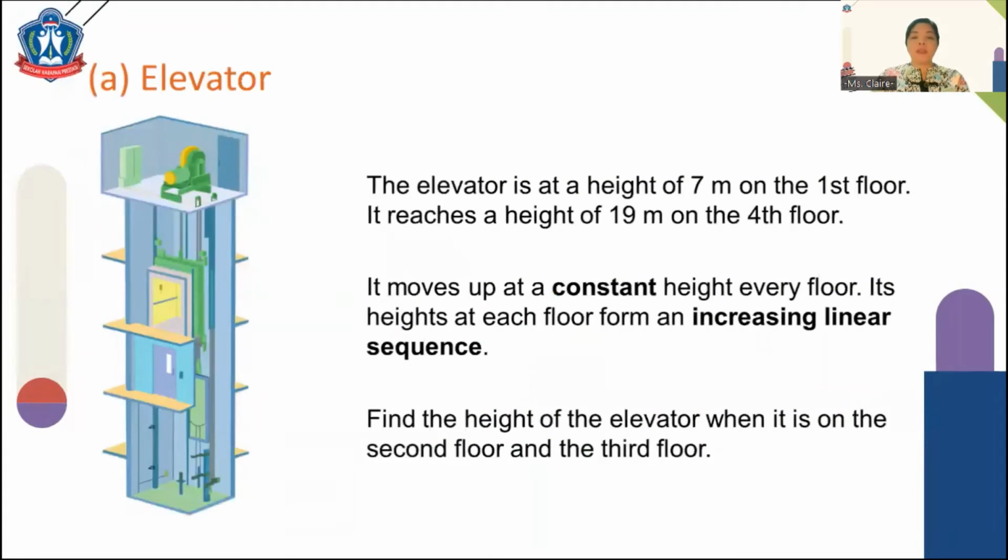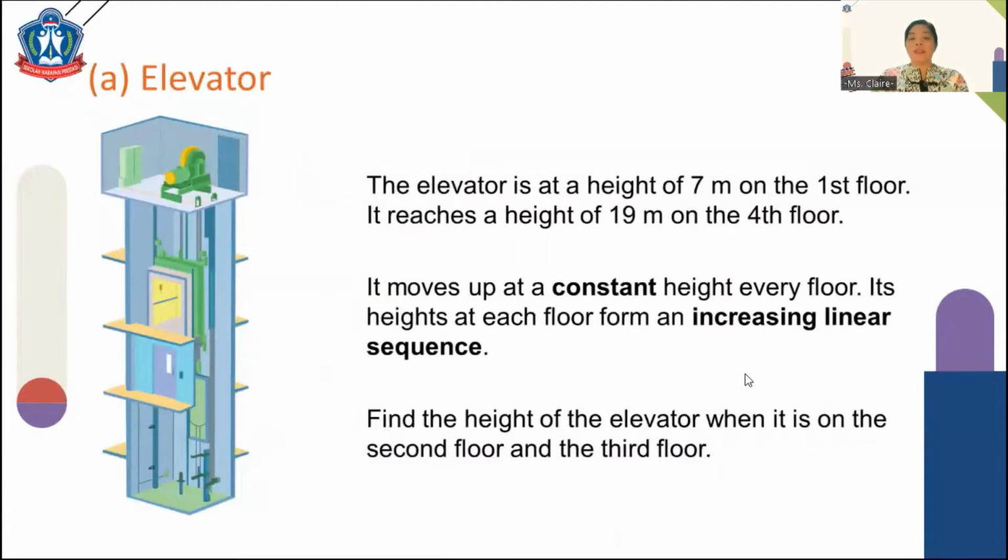So I have here a picture of an elevator. This elevator has a height of 7 meters on the first floor. It reaches a height of 19 on the fourth floor. It moves up at a constant height every floor. Its height at each floor forms an increasing linear sequence. So find the height of the elevator when it is on the second floor and the third floor.